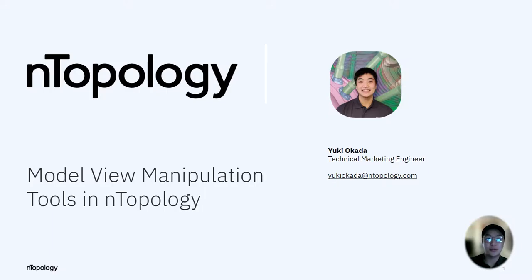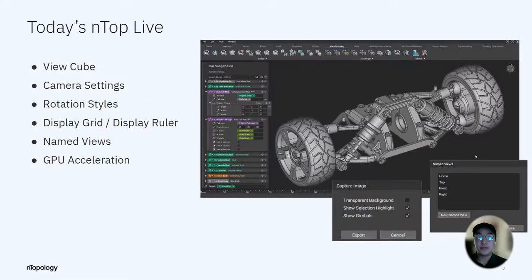And today I'm going to show you the different ways you can manipulate your model view by using our tools in our software. Here's a brief list of what we'll be covering today. We'll be taking a look at our view cube, the camera settings, different rotational styles, our display grid, ruler, our named views, and lastly, our GPU acceleration, a really useful setting to help you render faster in nTopology.